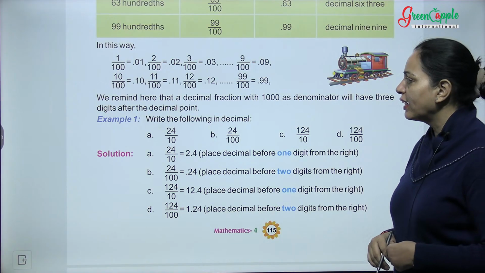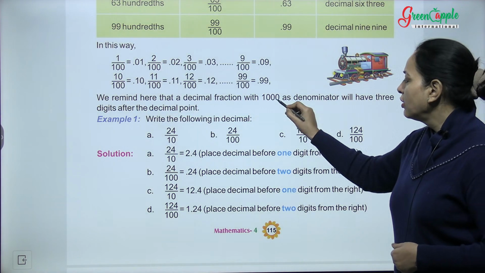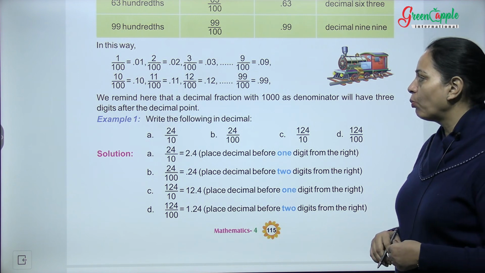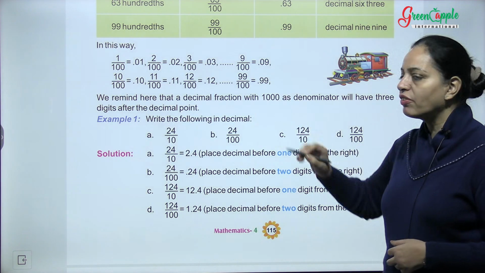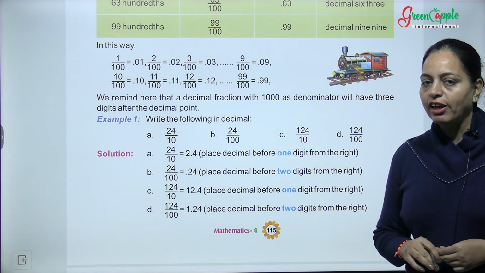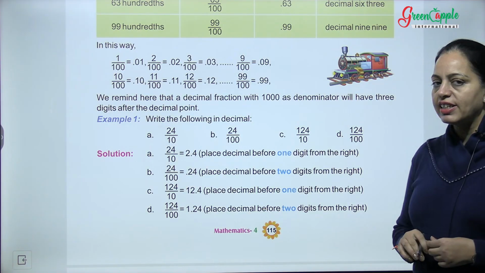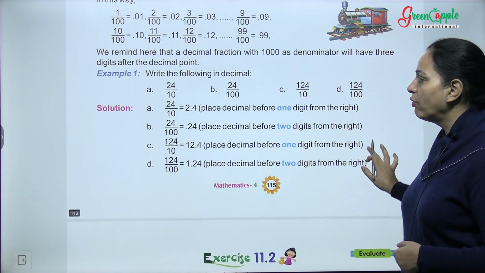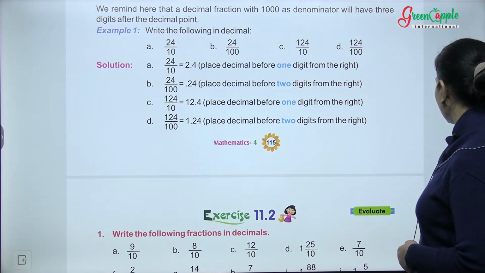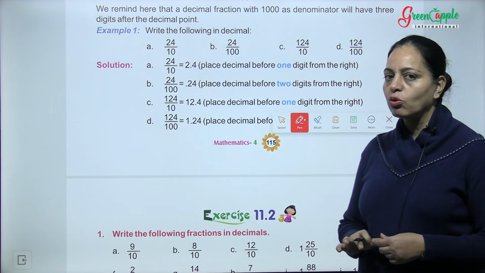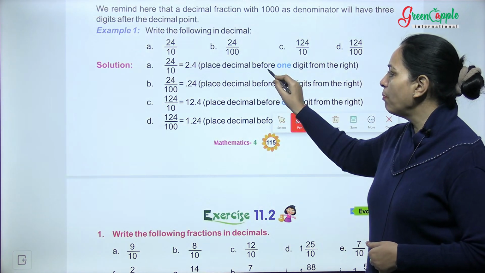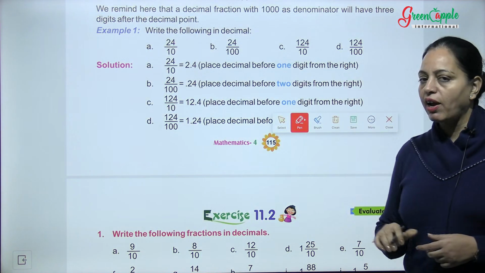We remind here that a decimal fraction with 1000 as denominator will have 3 digits after the decimal point. Here we have 2 digits after the decimal. So if the denominator is 1000, then we have 3 digits after the decimal. See example 1, write the following in decimal. A part, 24 by 10. With 10 as a denominator, it is 2.4. We have to place the decimal before one digit from the right.